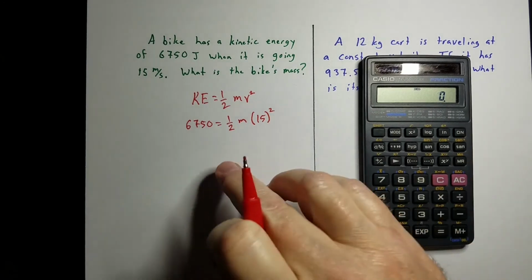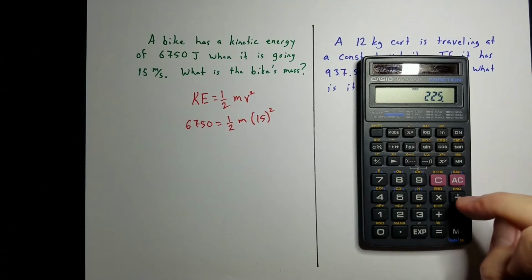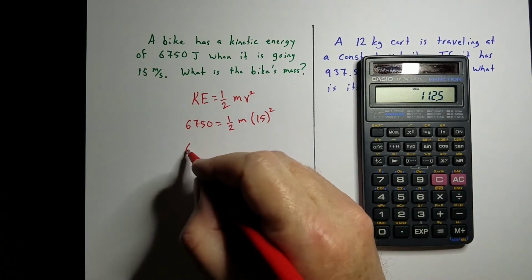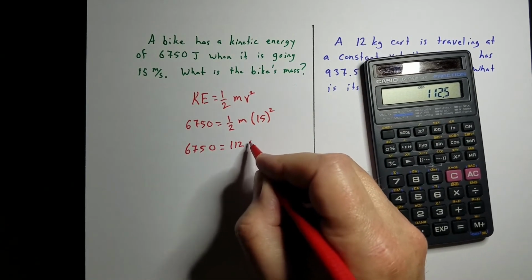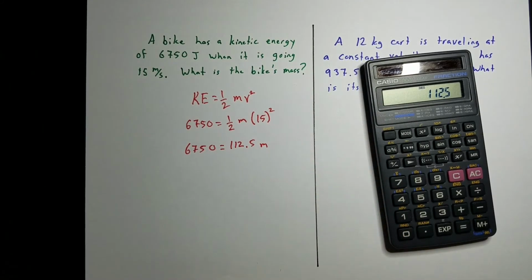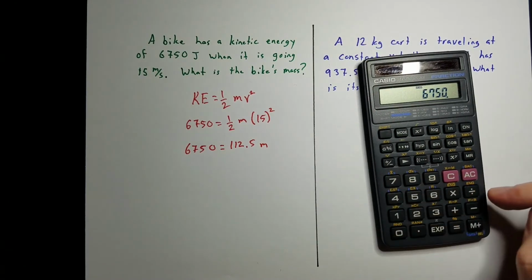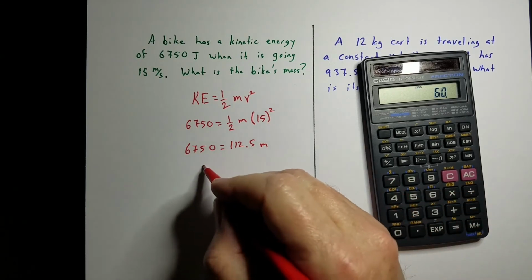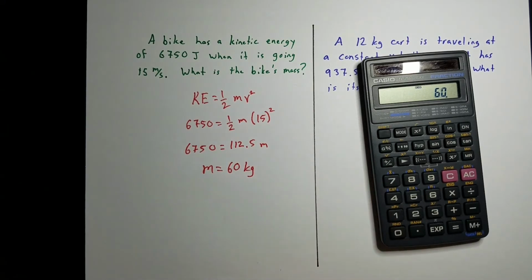Well, we can do the math on this side. So 15 squared, remember your order of operations, and then divide by 2, because I want to take half of that, gives me 6750 equals 112.5 m. It doesn't matter that the m was in the middle, we still can multiply those together. Then we just need to take the 6,750 and divide by 112.5, and we get a mass of 60 kilograms for that bike.